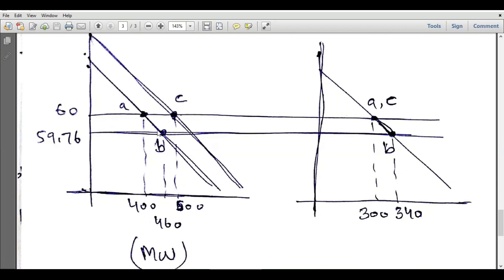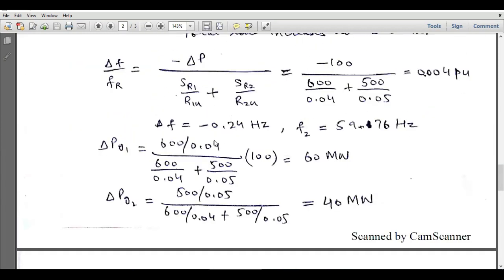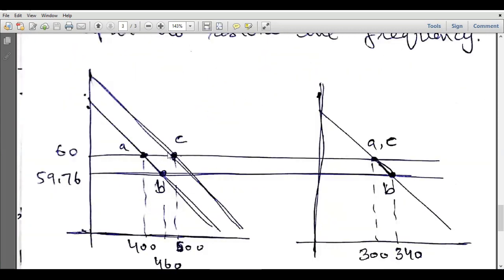So this would be our point A, this would be our point B, and this would be our point C. Similarly, this would be our point A, this would be our point B, and this would be our point C. So I think you have understood the concept and the shifting of these operating points as a result of supplementary control to restore the frequency of the system. And I hope you have enjoyed and understood the mathematical model of the automatic generation control and the shifting of the droop curve as well.